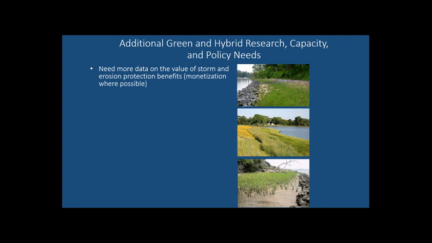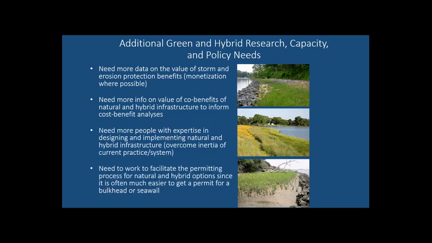We need more data on the value of storm and erosion protection benefits, so monetization where possible, in order to be able to compare to our gray alternatives where we have good data. We need more info on the value of the co-benefits of natural and hybrid infrastructure. And this is so that we can do a more complete cost-benefit analysis, and communities can really do a better job of assessing, do they want a more traditional gray approach, or do they want to invest in a greener or hybrid approach.